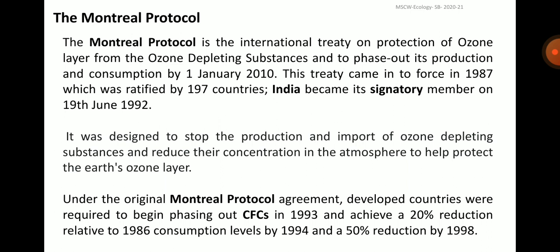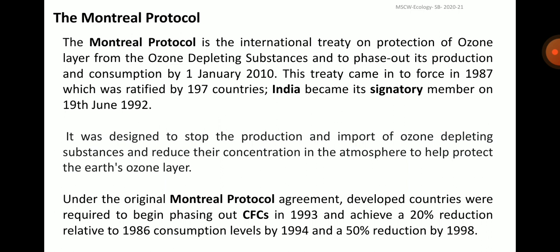Another important aspect related to the ozone layer, that is its protection, is the Montreal Protocol. Actually, the Montreal Protocol is the international treaty on protection of the ozone layer from ozone depleting substances and to phase out their production and consumption by 1st of Jan 2010. This treaty came into force in 1987, and was ratified by 197 countries. India became its signatory member on 19th June 1992.